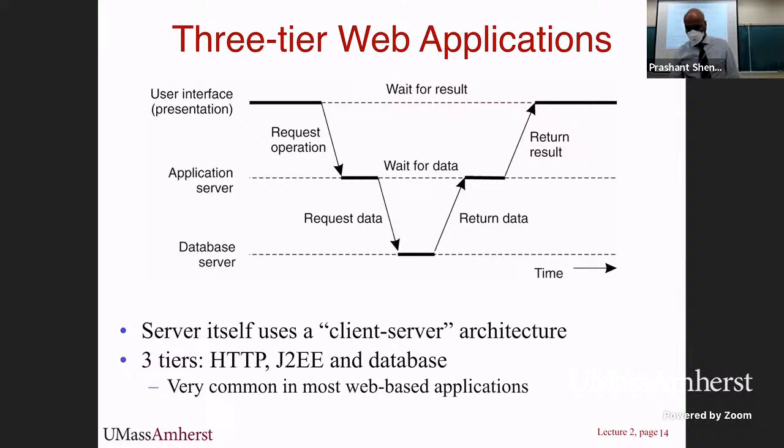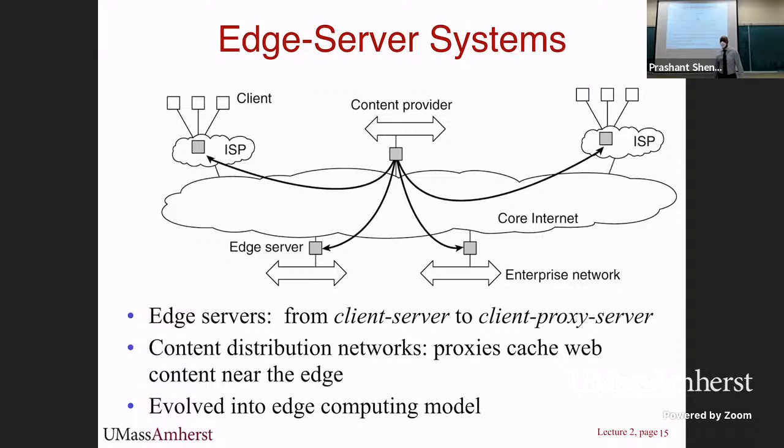Okay, so now we'll move on to other kinds of applications that are distributed. Another one is called Edge Server System. And the best way to understand this, the picture is more complicated than it looks, is that we are going from a client server model to a client proxy server model. So rather than a client talking to a server, a client is going to talk to an intermediary, which we'll call a proxy server. The proxy server behaves like the original server, but it doesn't provide all the services of the origin server. Otherwise, it would be a server itself. There is no need to have another component.